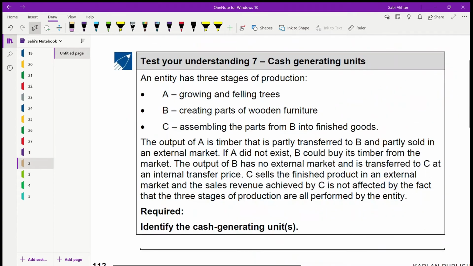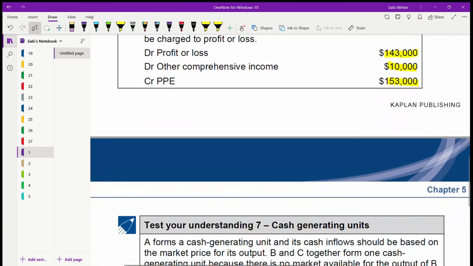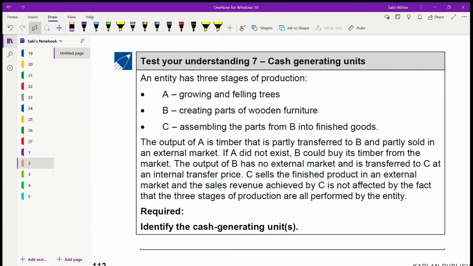So now let us go to Test Understanding 7. This is about cash generating units. You need to identify the cash generating unit here. A, B, C. The entity has 3 stages of production. A, growing and felling trees. B, creating parts of wooden furniture. C, assembling the parts from B into finished goods.